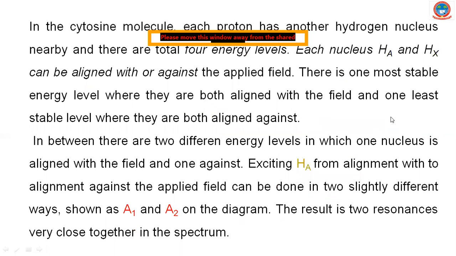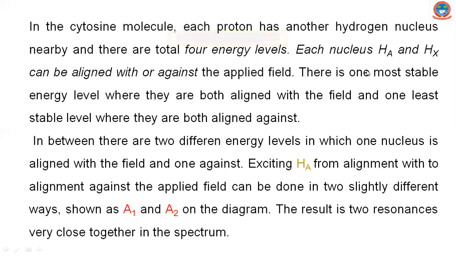Fine. So this is the explanation of the same diagram. If you see the cytosine molecule, each proton nucleus senses another proton nucleus nearby. You see there are four total energy levels. When there is only one nucleus, we have two energy levels. When there are two nuclei, we have four energy levels. When there are three nuclei, we can multiply that. When we have three types of nuclei, the energy levels will be according to that.